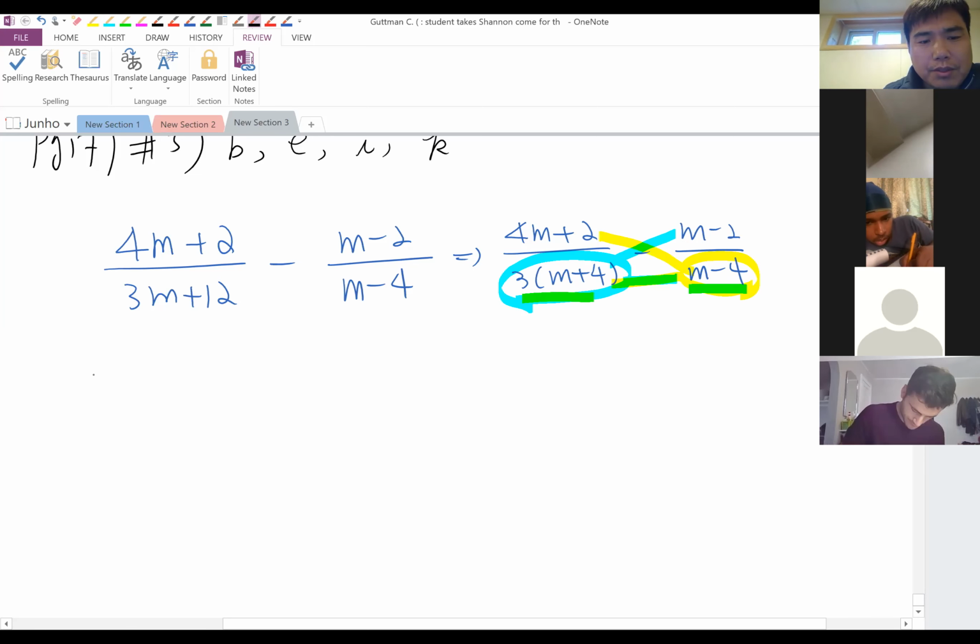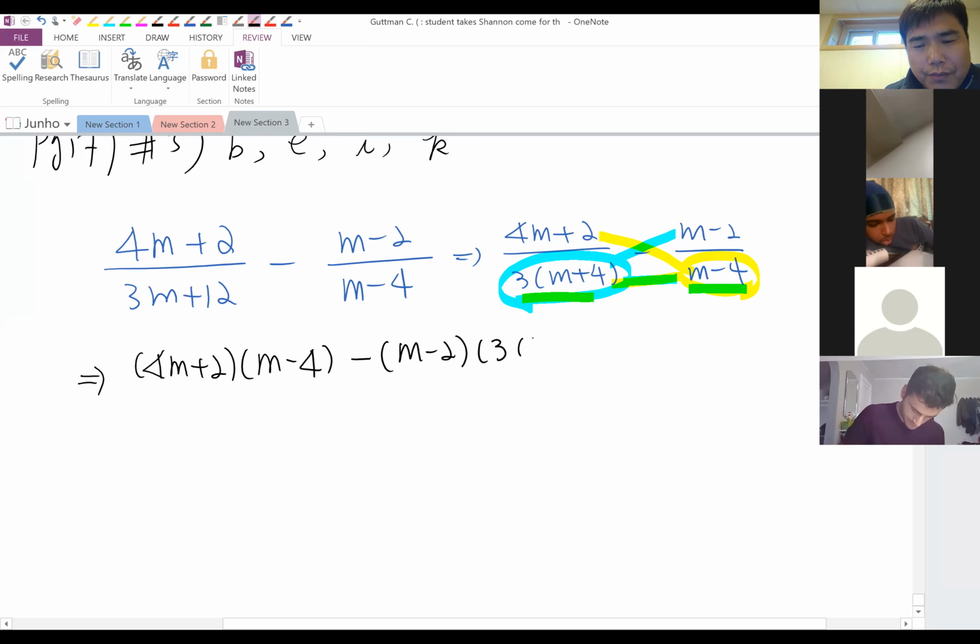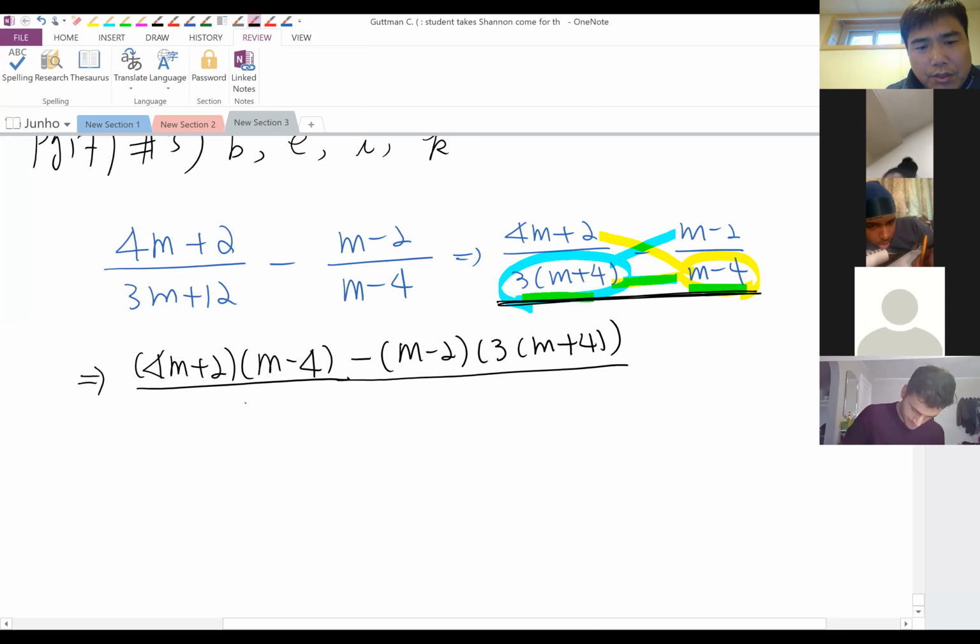Then this becomes 4m plus 2 times m minus 4 minus m minus 2 times 3m plus 4, over. So anyway, after you multiply that, that becomes the common denominator. So I'm going to skip one step. Please allow me to do so. So 3m plus 4 and m minus 4 so far.